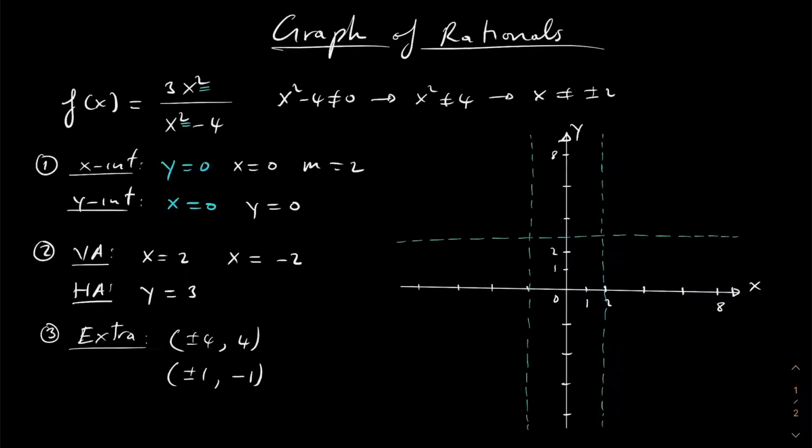Okay, so once you're done with that, you can go ahead and plug in all your points, the x-intercept, y-intercept, and your extra points, all of them. So I'm going to have my x-intercept here at 0, 0. And the y-intercept is the same thing, so it's still 0, 0. Then I'm going to put in my extra points. I'm going to have the point negative 4, 4. Then the point 4, 4. Then the point negative 1, negative 1. And the point 1, negative 1. All right, so those are all my points.